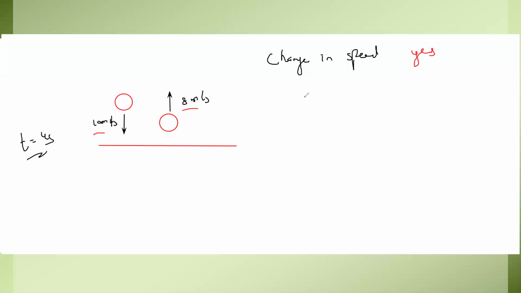Is there a change in velocity? Yes, there is a change in velocity. This time, the change in velocity is because of two things: one is the direction and one is the magnitude. Because the magnitude and the direction both have changed, it's a change in velocity. Is this object accelerating? Is there a change in velocity? The answer is yes.